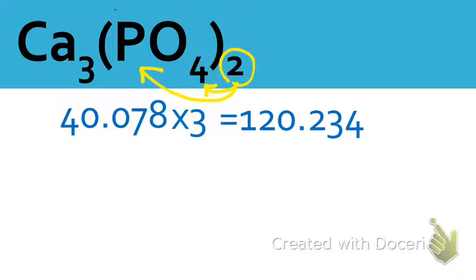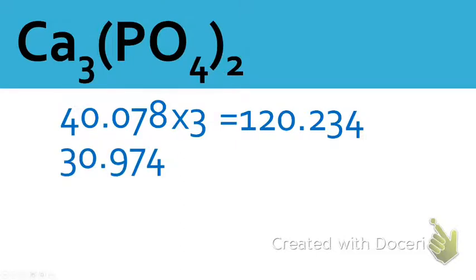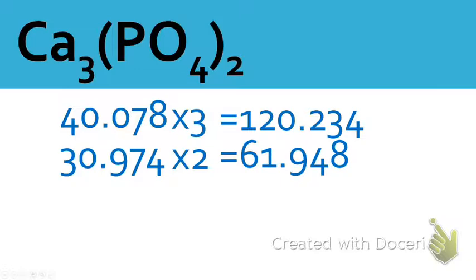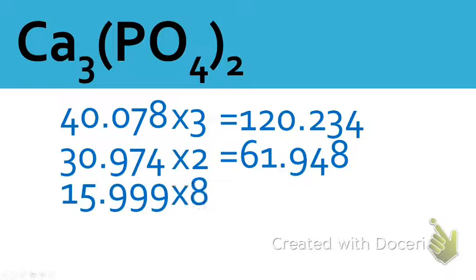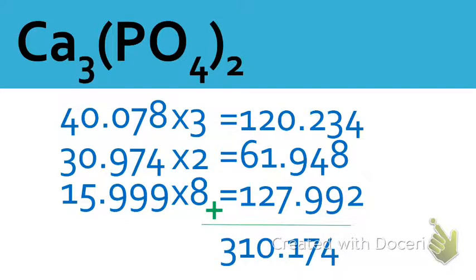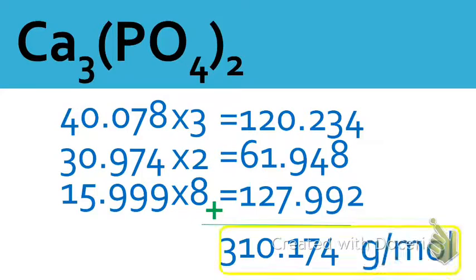So initially that looks like 1P, but times 2 means that there's 2 of them. This looks like there's 4 O's, but really, with that 2 on the outside, that means that there's 8 of them. So that's phosphorus's mass times 2 gives me this. Oxygen's mass times 8 gives me that. Lots of numbers, but if I'm careful, as I add these up, it gets me my answer, and I just need to make sure to stick grams per mole on it.